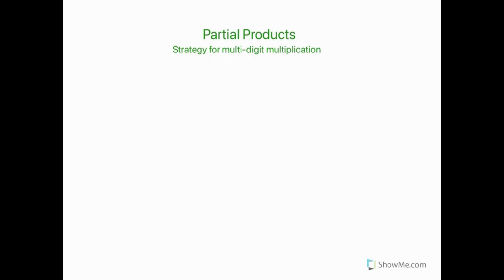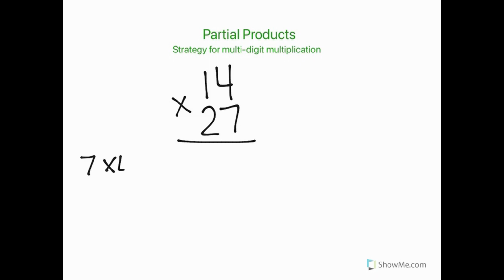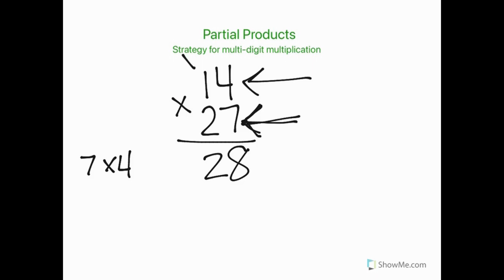Let's try another problem with two double-digit numbers. Let's do 14 times 27. The first multiplication we're going to do, again, is multiply the 7 times 4. We're multiplying this first factor and this first factor. That gives us 28. Next, we multiply this factor in the ones column and this factor in the tens column. So that's going to be 7 times 10, which gives us 70.